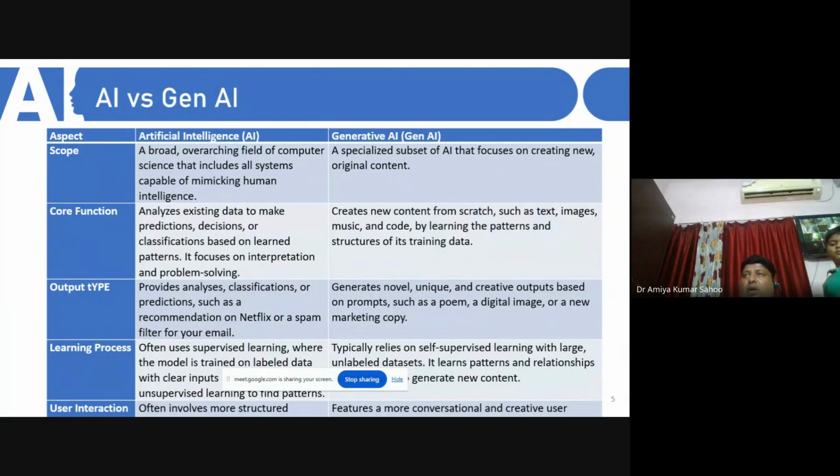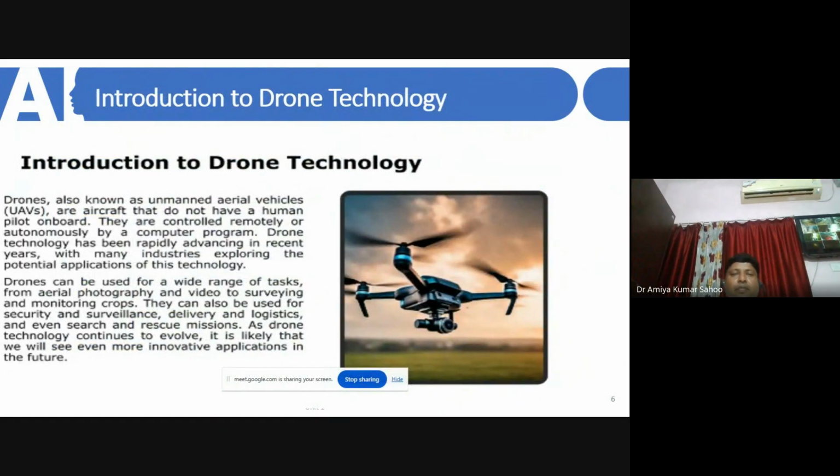We are speaking only about the data. In case of AI, we are taking the data. In case of Gen AI, also we are taking the data. The data must be filtered. The data must be labeled. This is the main difference between AI and Gen AI.